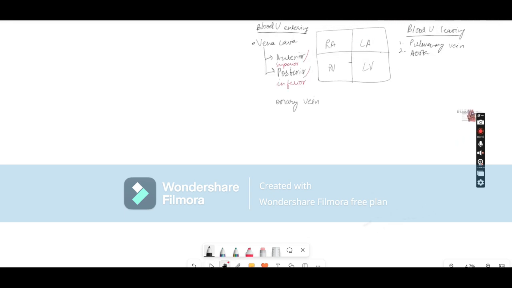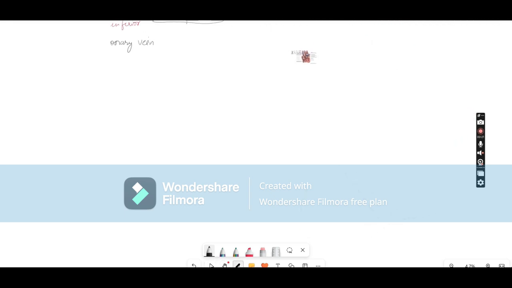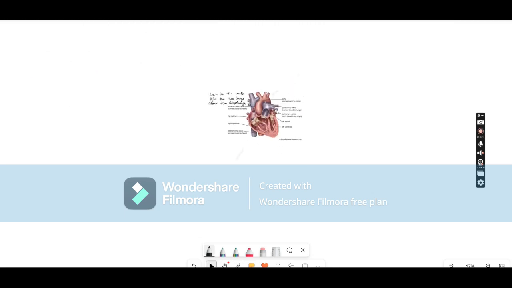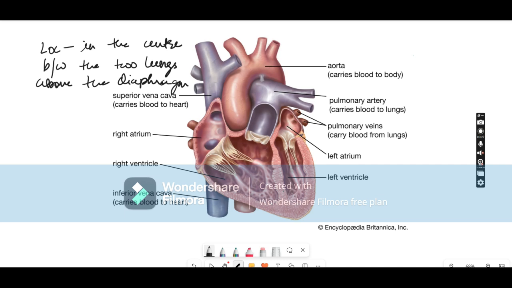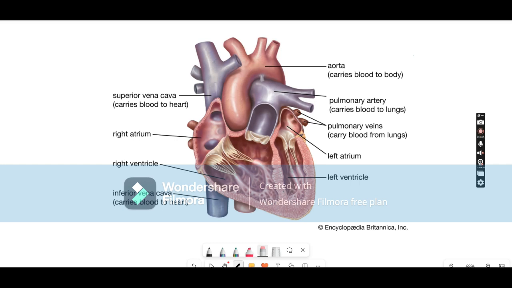Hi everyone, today we'll be studying about the structure of heart and the circulation of blood in it. Now let us study about the structure of heart, okay? So we have the picture of heart right here. This is a picture of the heart and first let us study about its structure.